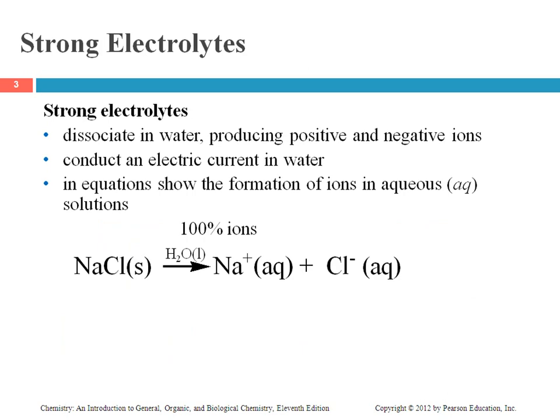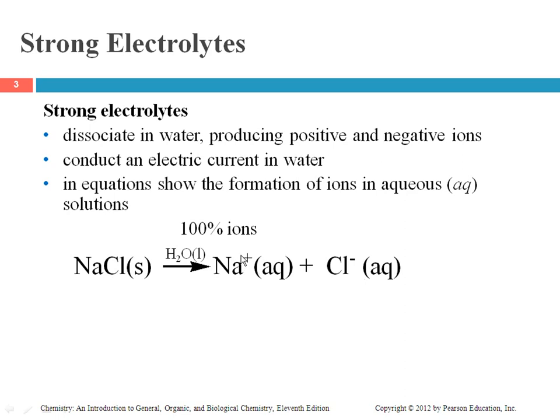Strong electrolytes are solutes that dissociate in water completely, so they produce a positive and a negative ion. They conduct the electric current in water, and this is the equation we use to show strong electrolytes. NaCl in water, we get 100%. This arrow is saying that we are producing 100% Na+ and Cl-.